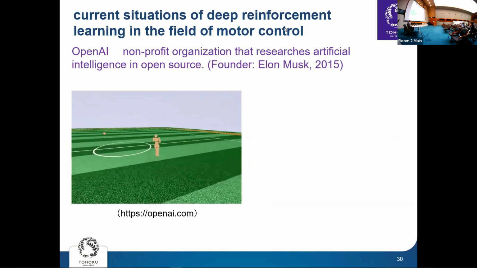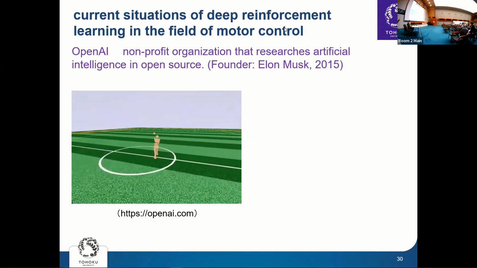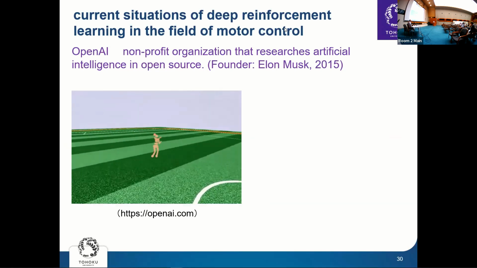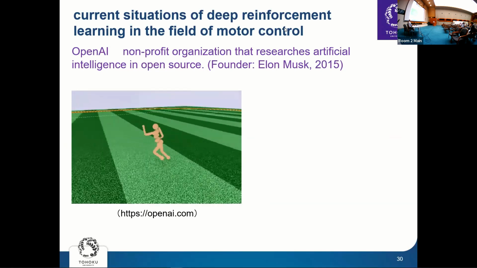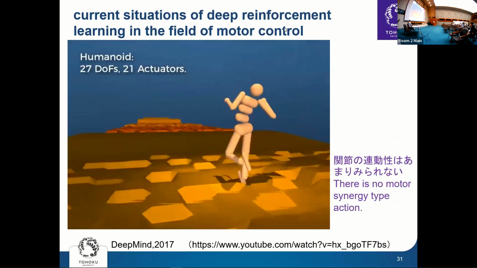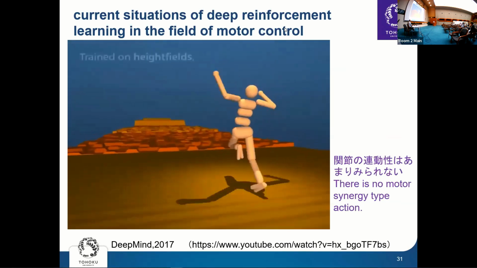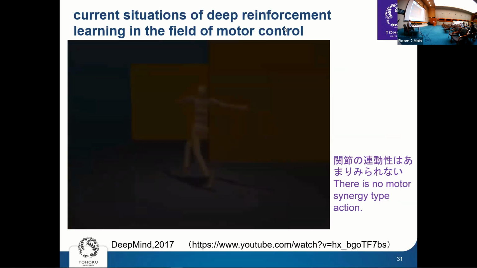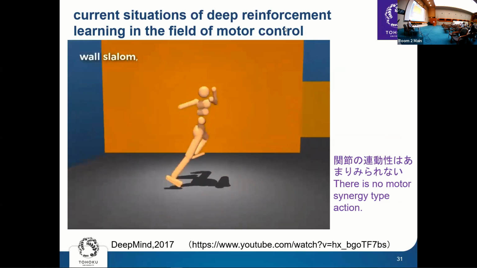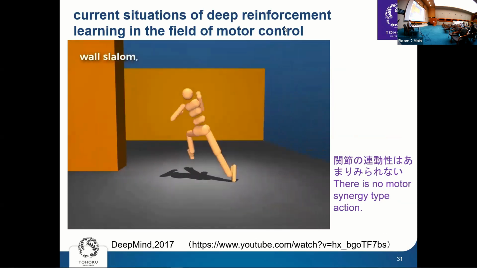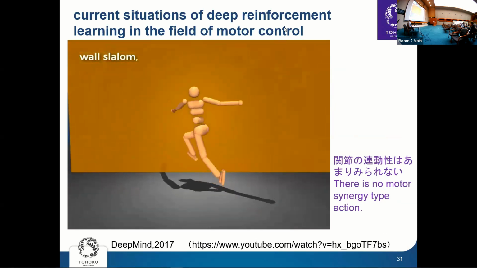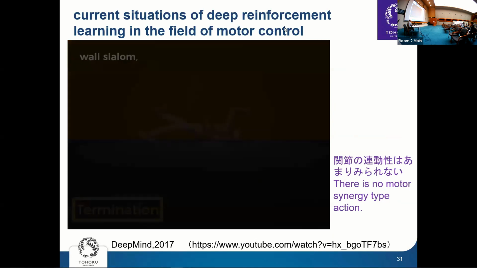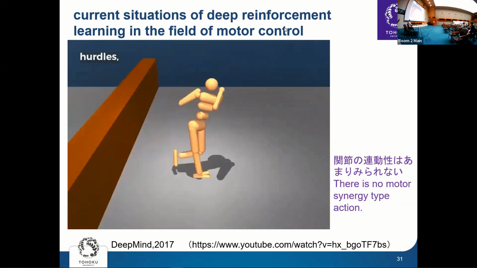And this field is already about 10 years old, and you may have heard about OpenAI. You may have seen this type of motion. And you may also know this is DeepMind's work from 2017, which is very impressive. It can systematically find task management. But the problem is that it's not really human-like.